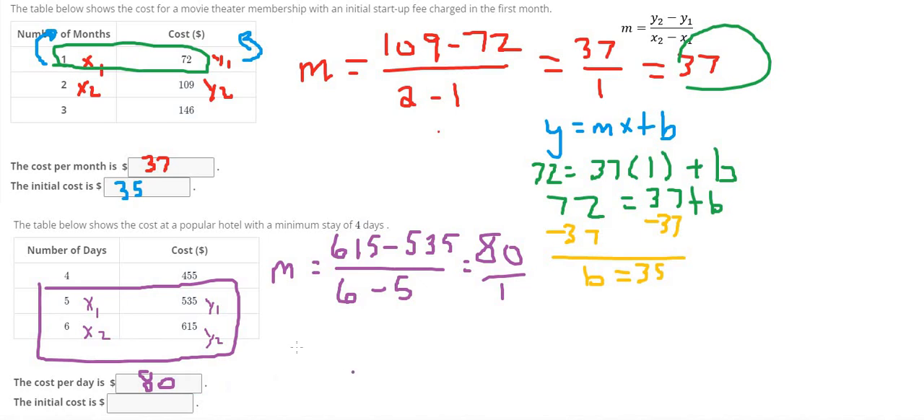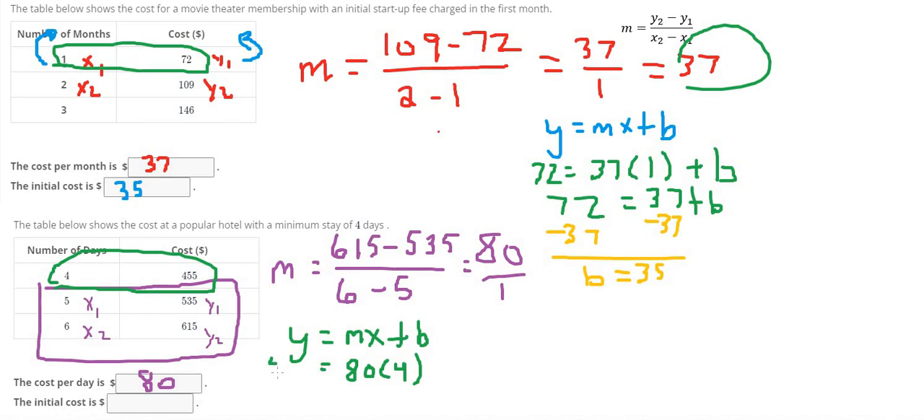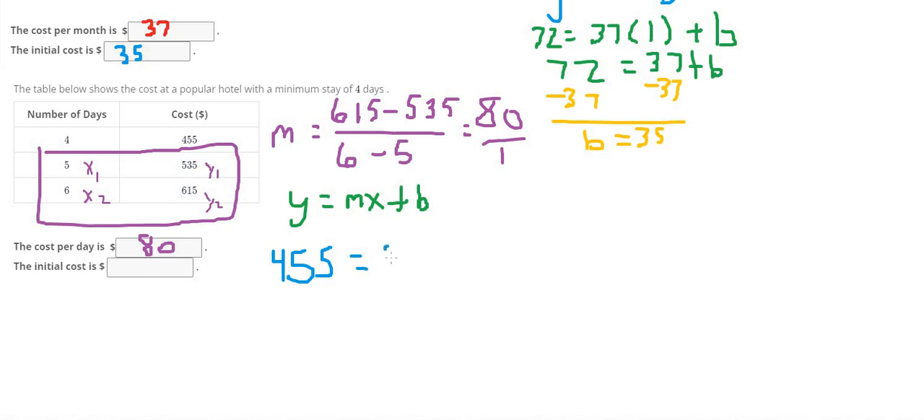But the initial cost, again, we can use y equals mx plus b to help us find this. And we can use any of these points that we want to. And we know that the m is 80, so I'm going to put 80 in for the m. And I'm going to use this point up here, 4 comma 455. For no real reason, I just want to use that one. Any of the points would suffice. I'll put my x and y in there. I had to rewrite it to give us a little more room. And now we just solve this for b.